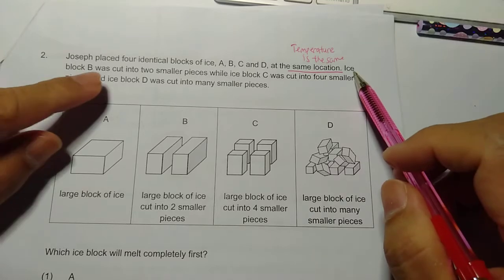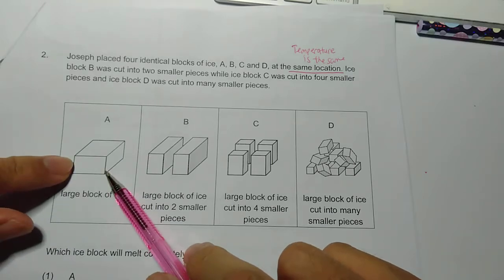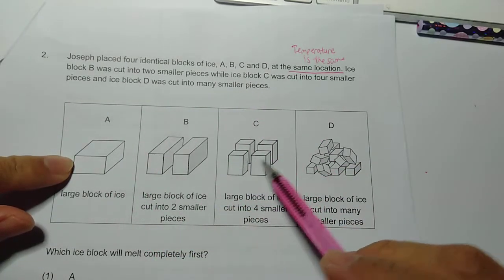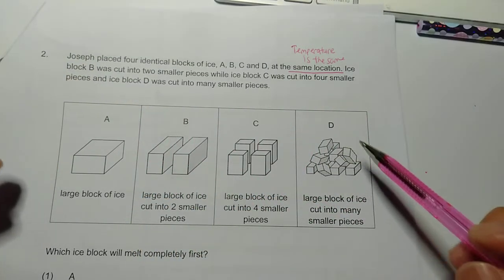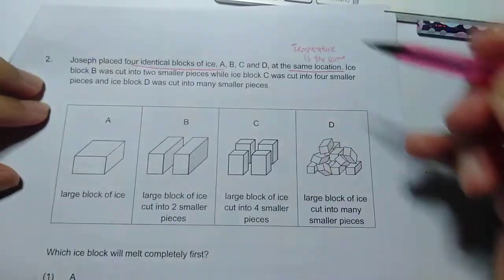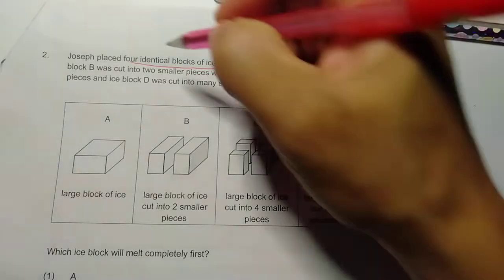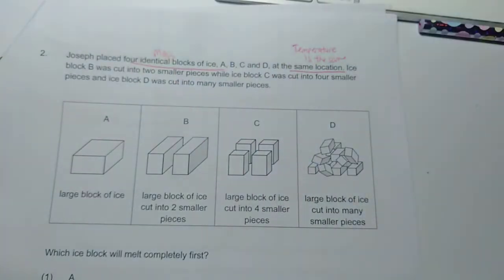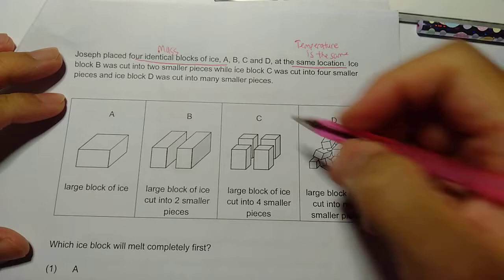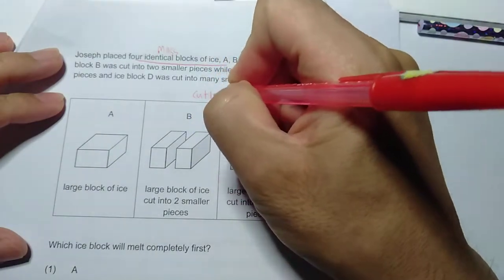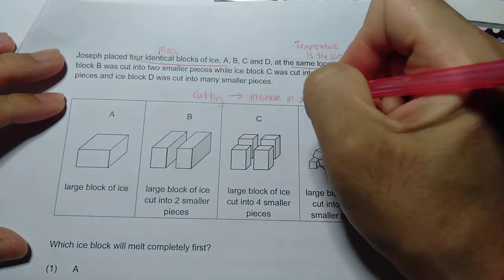So ice block B was cut into 2 smaller pieces. Ice block A wasn't cut. Ice block C was cut into 4 smaller pieces. Ice block D was cut into many smaller pieces. And these 4 ice blocks were identical before B, C, D were cut, identical in terms of their mass. So what's the difference with cutting? The cutting leads to an increase in surface area.